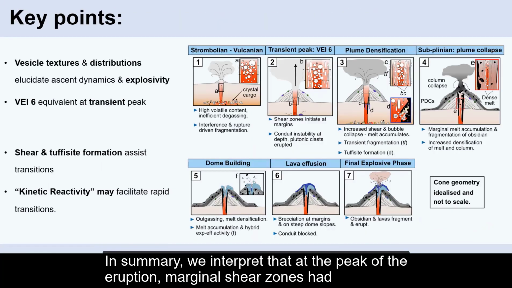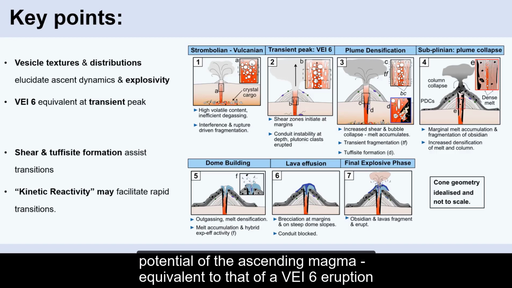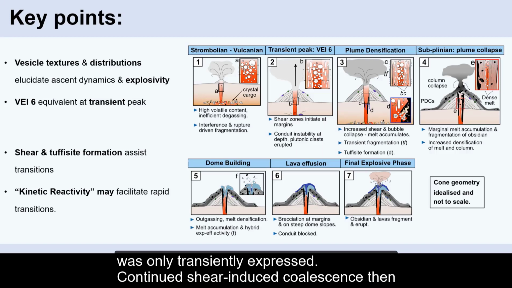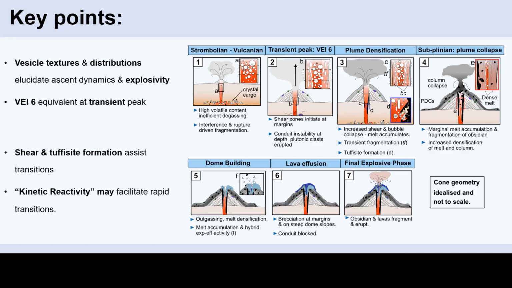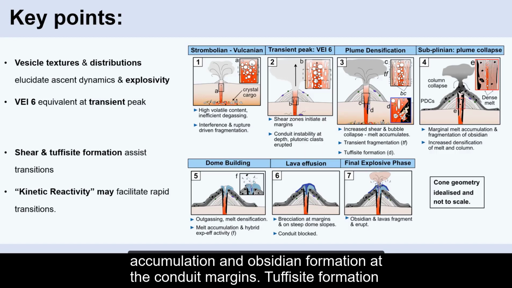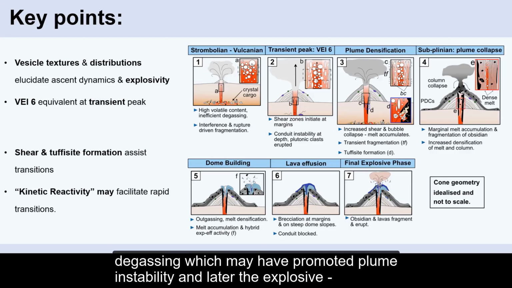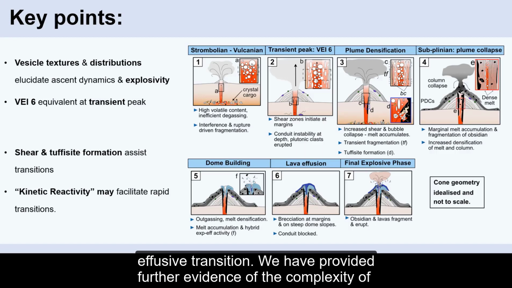In summary, we interpret that at the peak of the eruption, marginal shear zones had developed, but bubble collapse had not yet initiated, and the explosive potential of the ascending magma, equivalent to that of a VEI 6 eruption, was only transiently expressed. Continued shear-induced coalescence then promoted permeable outgassing and bubble collapse, producing an influx of dense tight pumice clasts and facilitating melt accumulation and obsidian formation at the conduit margins. Tuffosite formation is recorded in obsidian breccia clasts and indicates secondary explosive degassing, which may have promoted plume instability, and later the explosive effusive transition.